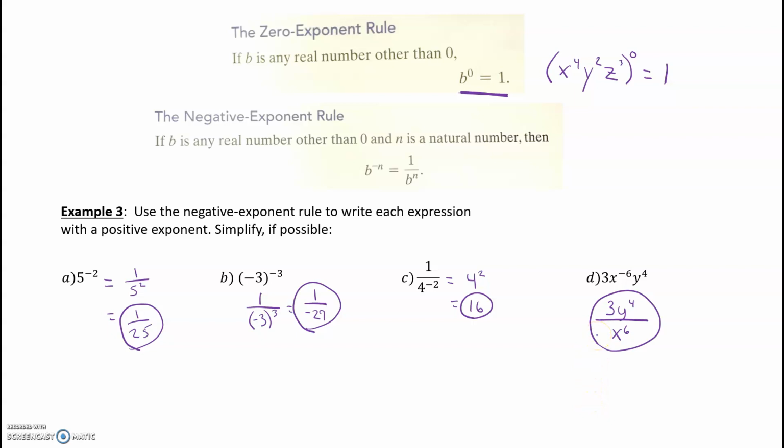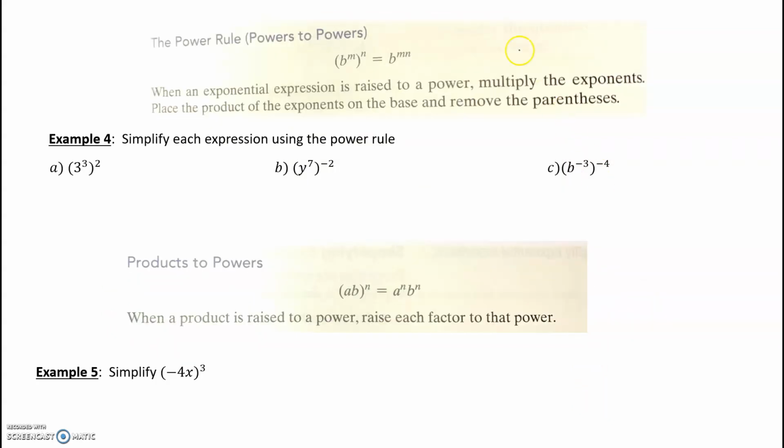All right, moving on. Power to a power. So when you raise a power to a power, you actually multiply. So m to the power of n would be m times n. So it's a little bit easier with numbers. Understand what this is saying. So if you understand the concept, it makes understanding these rules a lot easier. This is saying 3 cubed twice. So it's saying 3 cubed times 3 cubed. All right, that gets you 3 to the 6th.